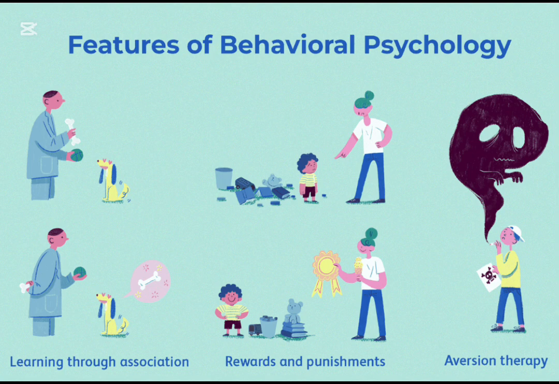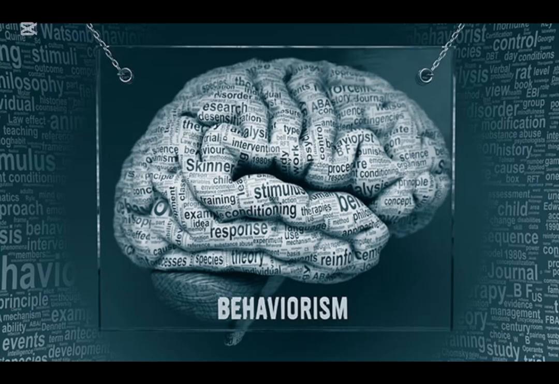Now, learning occurs through conditioning. Behaviorists argue that humans and animals learn through two main processes: classical conditioning and operant conditioning. In classical conditioning, learning by association, a famous example is Pavlov's dogs, which learned to associate a bell with food. In operant conditioning, learning through consequences, B.F. Skinner showed that behaviors can increase if followed by rewards or decrease if followed by punishment.